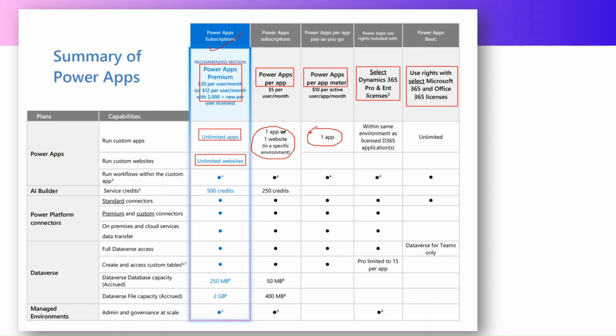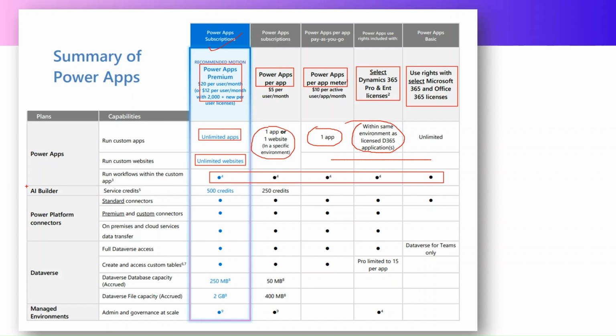And if you want to do it for another app, you need to buy, and basically it will get billed for other applications as well. Now with Dynamics 365, remember it has to be the same environment as the licensed D365 application. Now, there's no mention of running custom websites in this particular SKU. You can run workflows within the custom app throughout the SKUs, so that's not a problem.